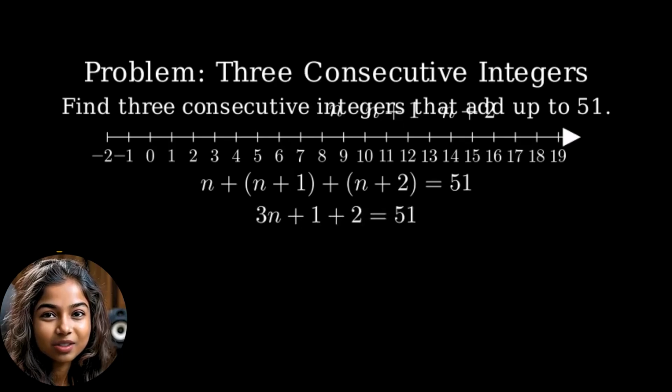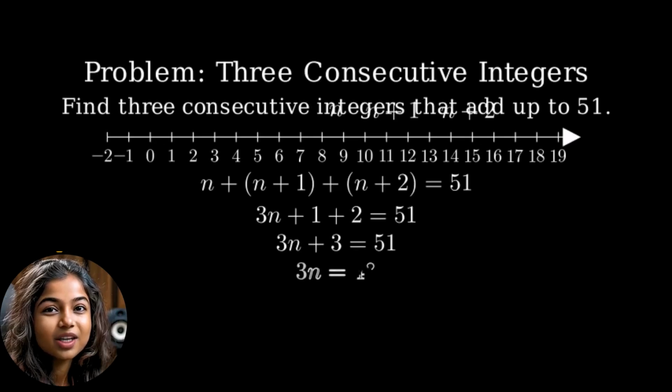First, let's combine like terms. We have 3 n's plus 1 plus 2. On the left side, 1 plus 2 is 3, so we have 3n plus 3 equals 51. Now let's subtract 3 from both sides.